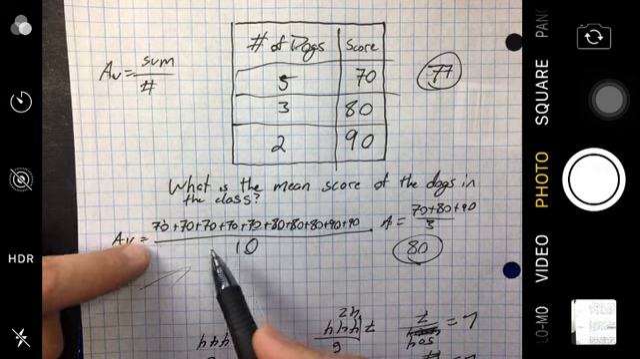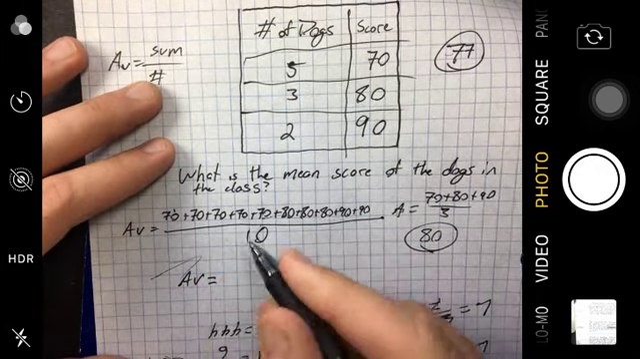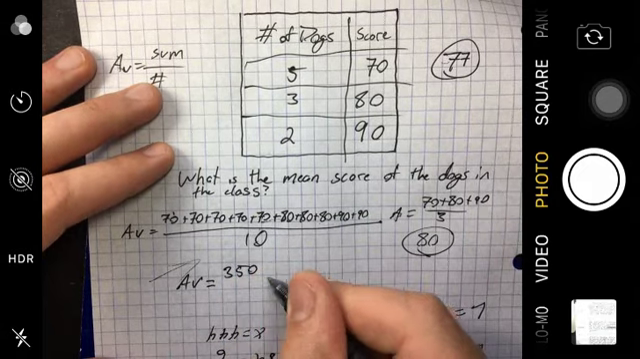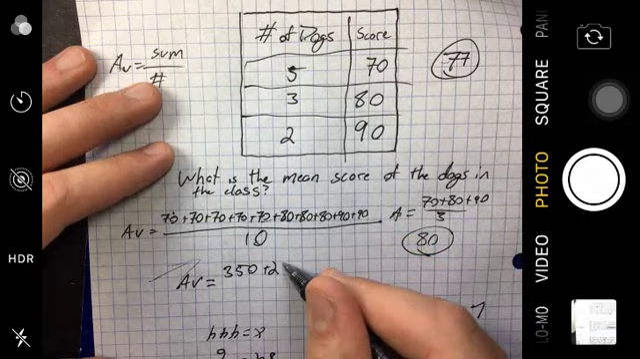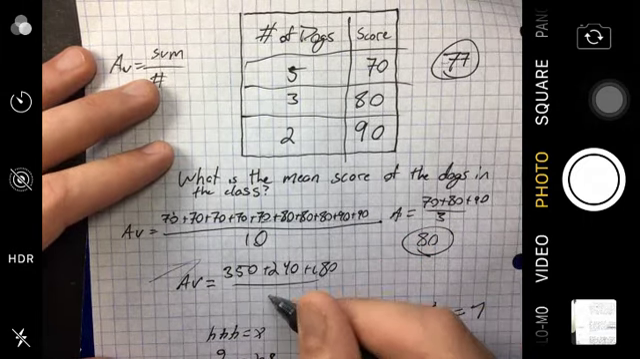I guess I can do this because no one in the chat wants to do the addition, but I don't really blame you. So 70 times 5 is 350, 80 times 3 is 240, and 90 times 2 is 180. And then put that all over 10. We can do this addition over here.